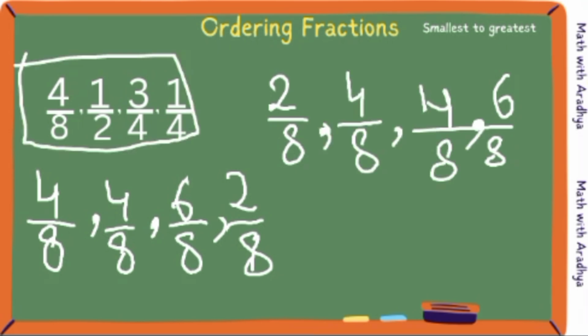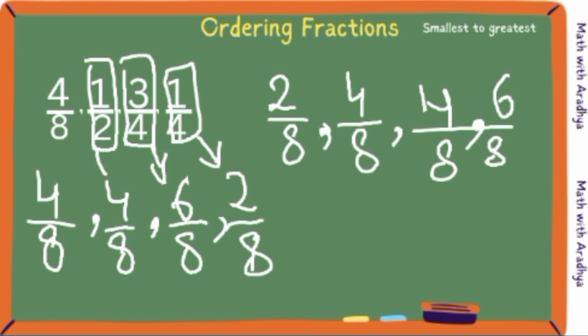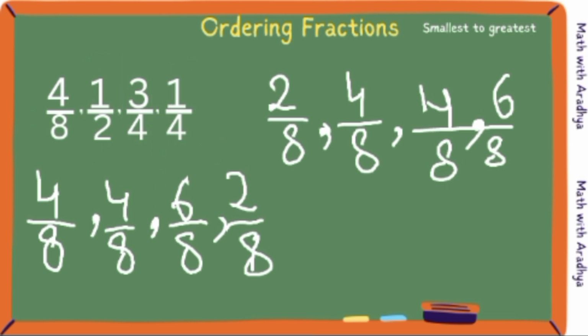As we all know, 1/4 stands for 2/8, 3/4 stands for 6/8, 1/2 stands for 4/8, and 4/8 stands for 4/8. So we are going to assemble these in that order. 1/4 stands for 2/8, which is the smallest one, so we write 1/4 first. Now 3/4 stands for 6/8, which is the biggest one, so we write 3/4 last.